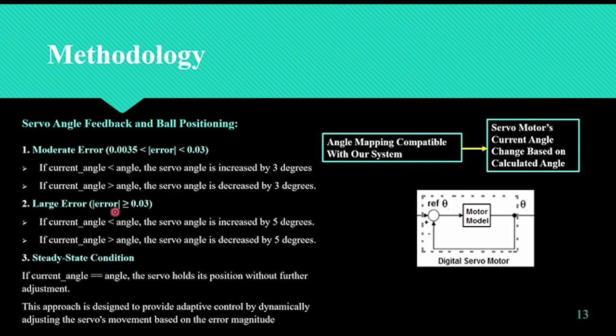If the error is larger, like if it is above 3 centimeters, the current angle is adjusted in steps of 5 degrees. This is done to give a quicker correction to the whole system. And if the current angle is equal to the target angle, the servo holds its position without any further adjustment.